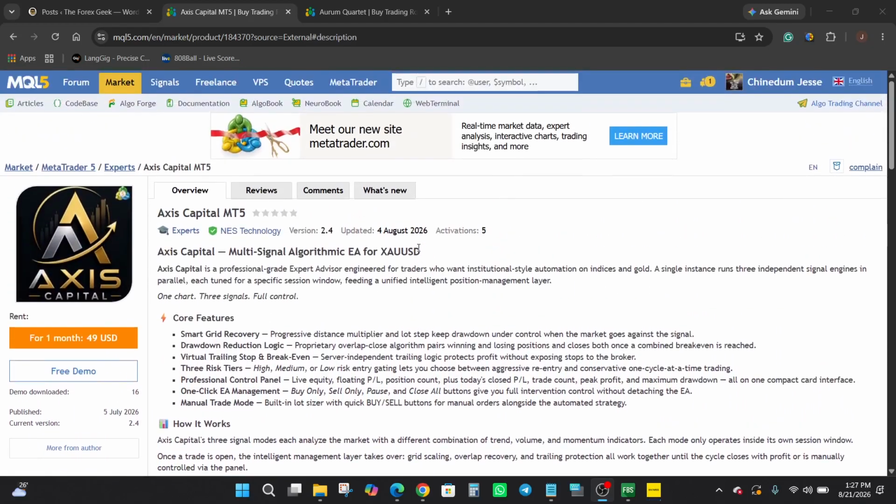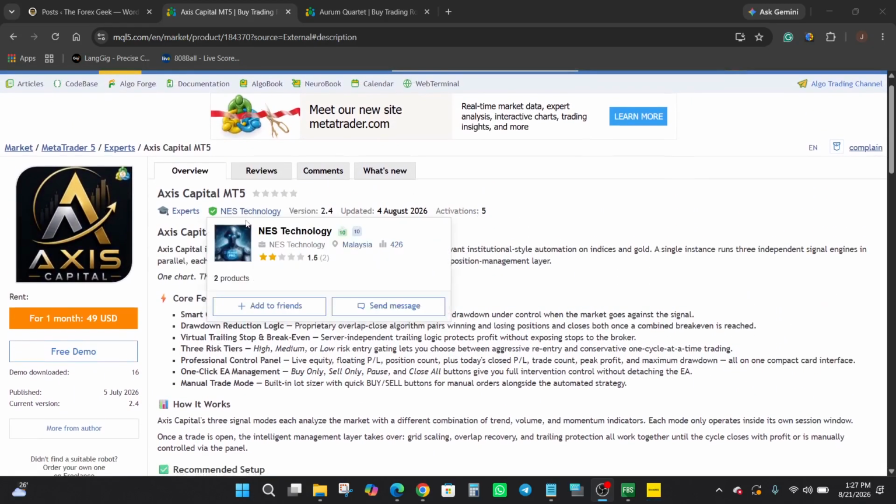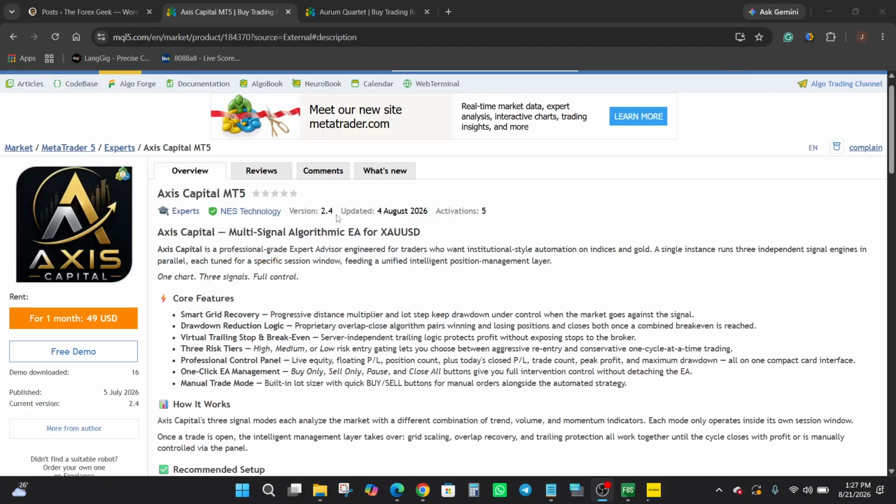But anyways, the EA is developed by NES Technology, and the current version shown here is 2.4, with the listing updated on the 4th of August 2026. It currently shows 5 activations.